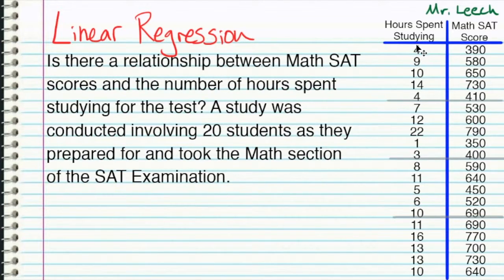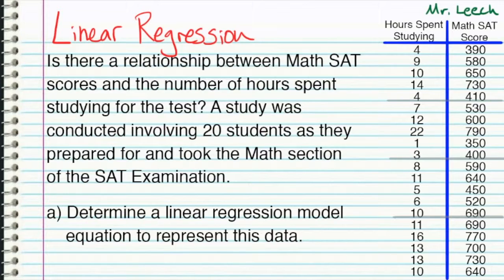So that means that this first person studied 4 hours and received a score of 390. The second person spent 9 hours studying and received a score of 580, and so on and so forth. The first part of 6 in this video: determine a linear regression model equation to represent this data.